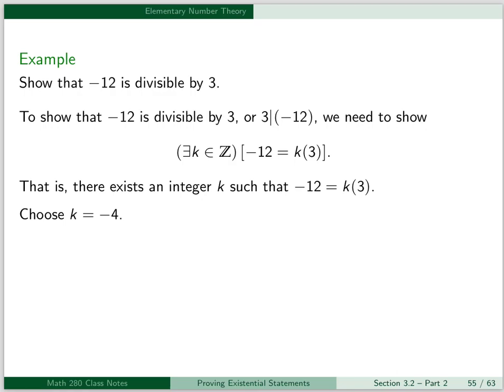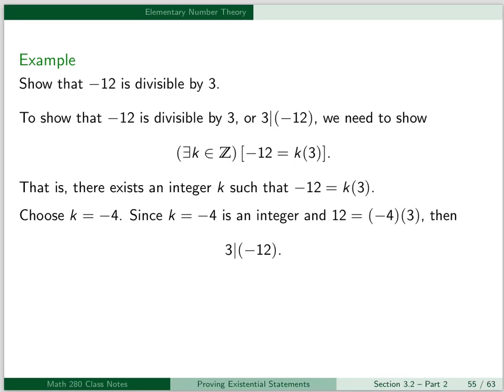So if we choose k to be negative 4, since k equals negative 4 is an integer, and negative 12 is equal to negative 4 times 3, then we can conclude that 3 divides into negative 12, or negative 12 is divisible by 3.